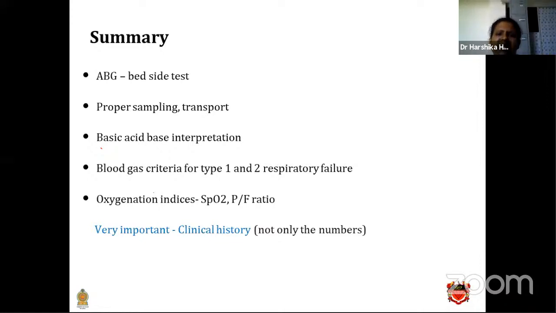So these all are numbers. What is very important is the clinical history. You can use these blood gases to help with your treatment modality, so make sure that you stick to the clinical history first.